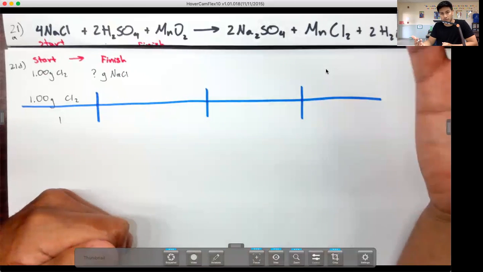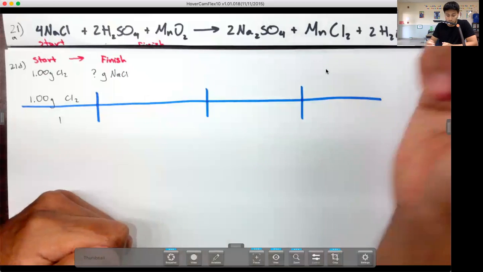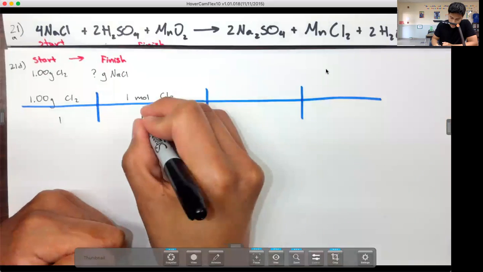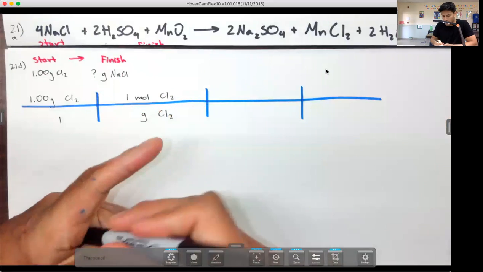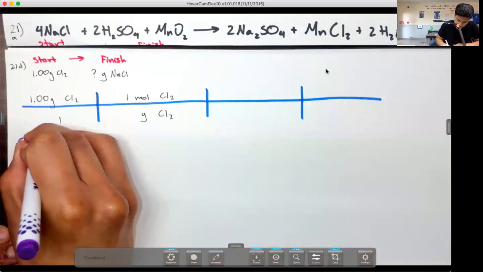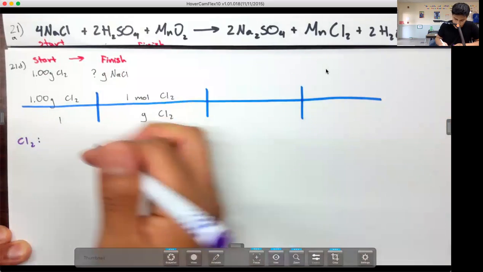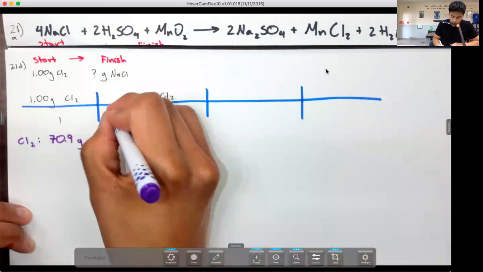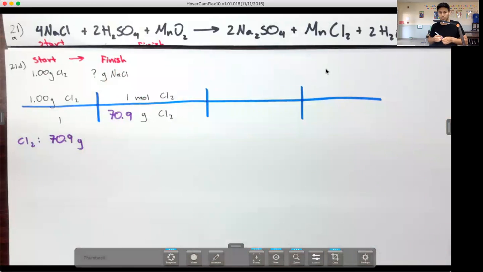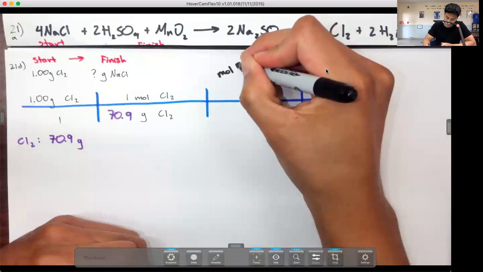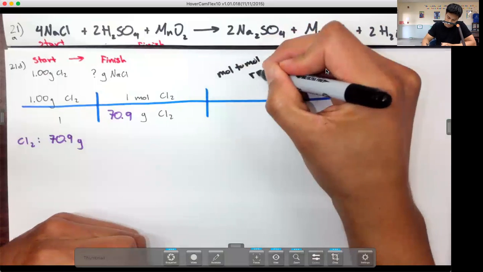What do we need to convert Cl2 into now? Moles. Okay, so 1 mole of Cl2 is gonna be how many grams of Cl2? 70.9. Exactly. And we didn't need to do anything because the previous problem told us that already. So 70.9 grams of Cl2. Now here we're gonna make that jump with the mole to mole ratio.